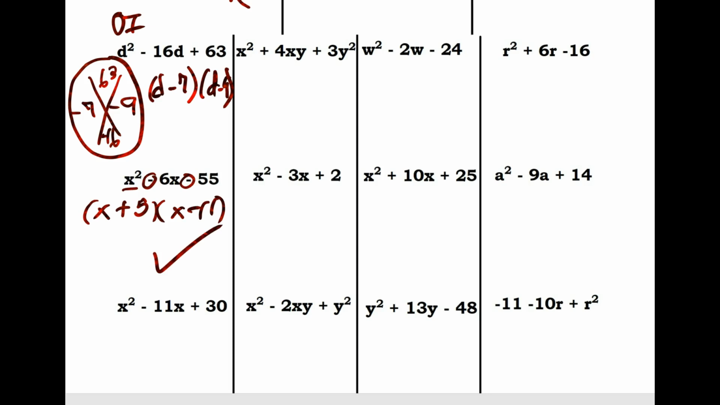Okay, so this says I'm going to have the same sign, and both of those signs are going to be negative. X. Both of those numbers are going to be negative. All right, so 30 breaks down into 3 and 10, and 2 and 15, and 6 and 5. The only two numbers that add together to give you a negative 11 will be 6 and 5.